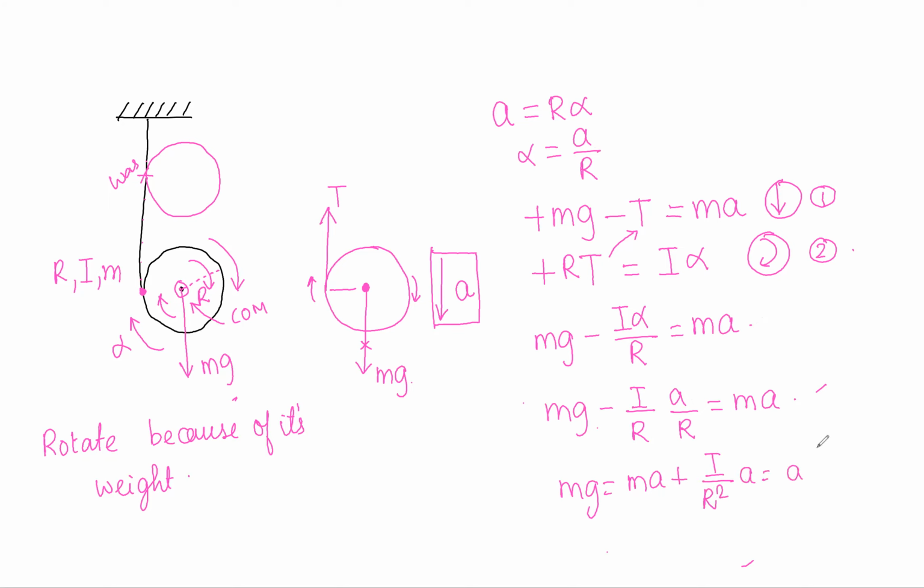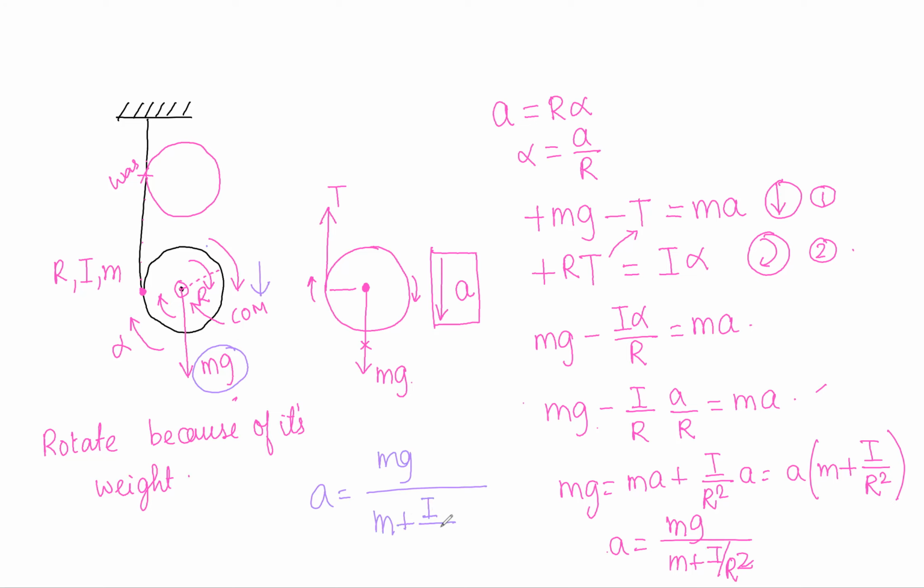How much is that? a into m plus I divided by r square. So what is the value of a? a is equal to mg divided by m plus I by r square. तुम इसको भी समझना चाहते हो तो you can also understand this in exactly the same way as before. Because of the weight, two things are happening. The mass is falling and the same mass itself is rotating. So acceleration is equal to force divided by whatever is moving. So m plus I by r square.